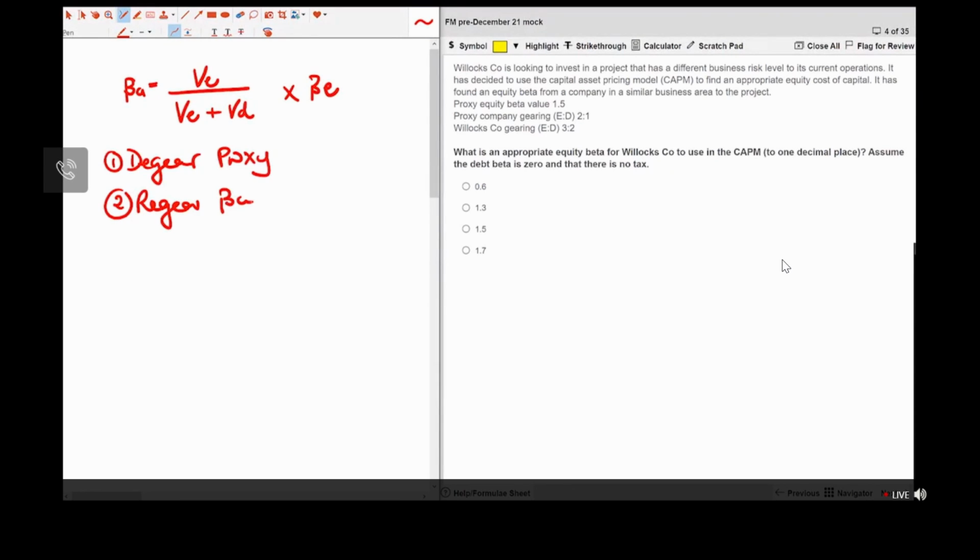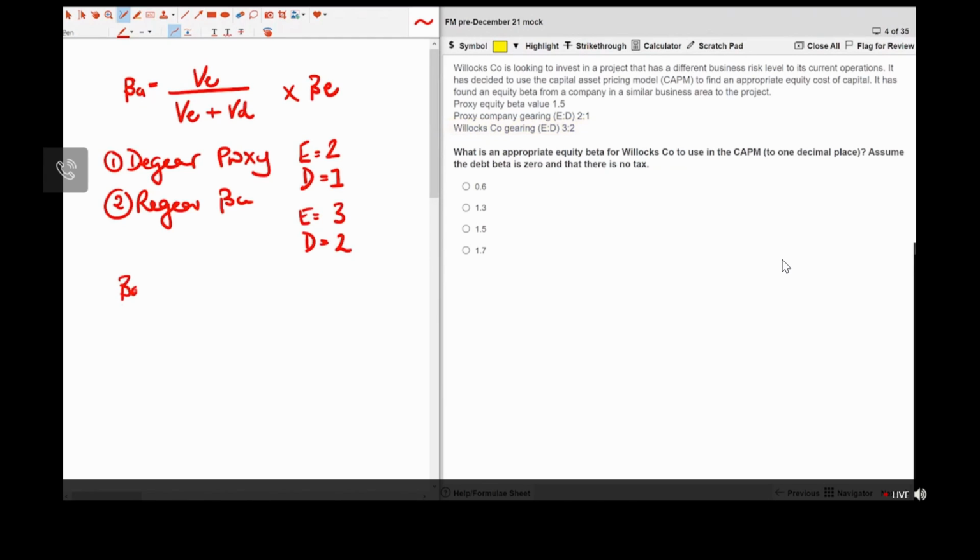To de-gear the beta A, we need to use the proxy company's gearing. Remember, equity is 2 and debt is 1. Make sure you get that the right way round. Read that carefully. It's the ratio of E to D, which is 2 to 1. And the re-gear would therefore be E equals 3 and D equals 2.